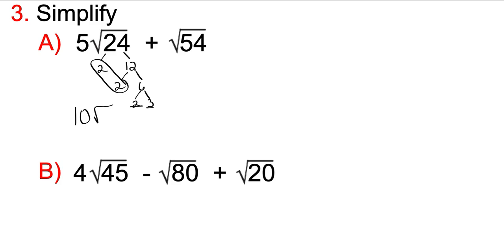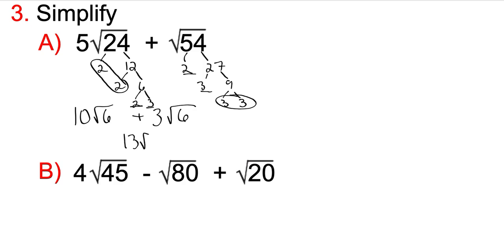So 10 root 6. And then we break the 54 down, so 2, 27, 3, 9, 3, 3. All right, so looking for a pair of numbers here. We have a pair of 3's. Those go back underneath, so this would give us a 3 in front and then a 6 underneath. And then we look here and here, those radicals match, so we can put those together. So that'd be 13 root 6.